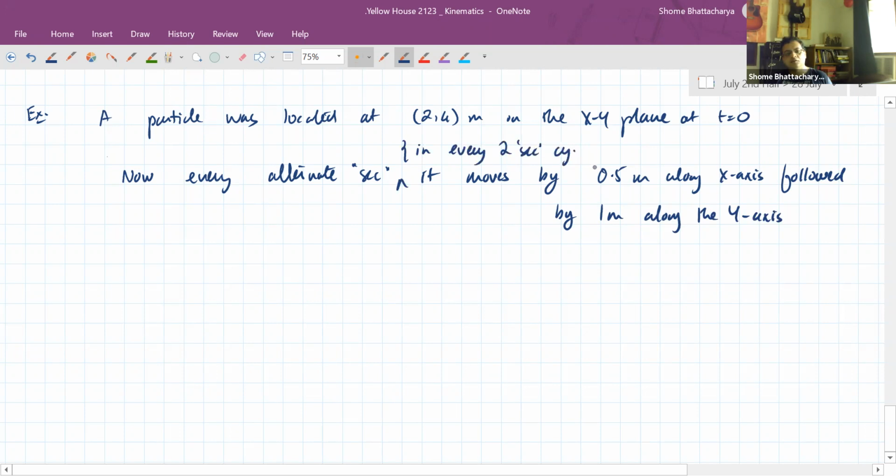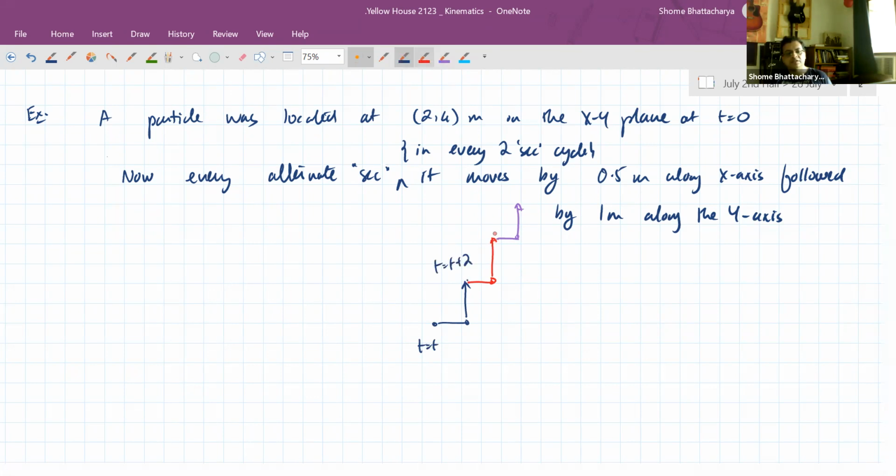2-second cycle. Okay, so it goes in this kind of thing, like it goes like this, then like this, then again like this, like this. Okay, then again like this. So every 2 seconds, this is where it was at some time t. Then this is where it is at t plus 2. Then this is where it is at t plus 4. So every 2-second cycle, it goes in like a stepwise structure like this.